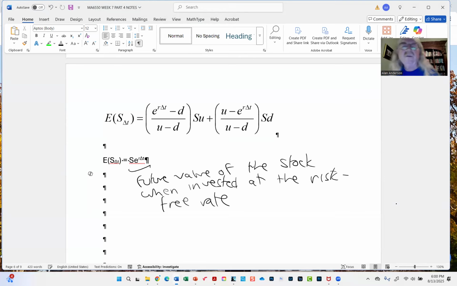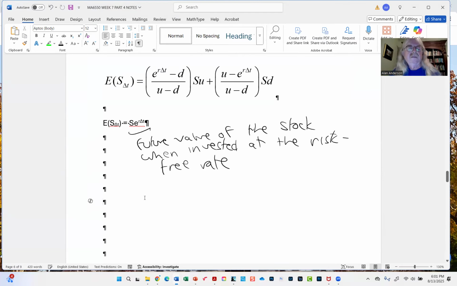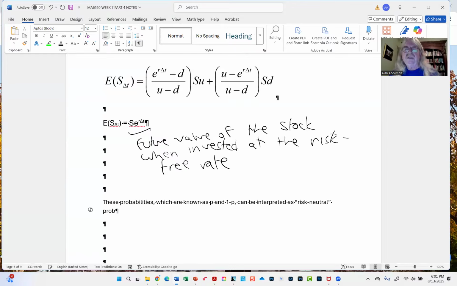And remember, this is what we said earlier describes risk neutral investors. They are willing to accept, on average, the risk-free rate of return from their investments. So that means that these two probabilities we just saw can be interpreted not only as probabilities, but as risk neutral probabilities. They are the only probabilities consistent with risk neutrality.